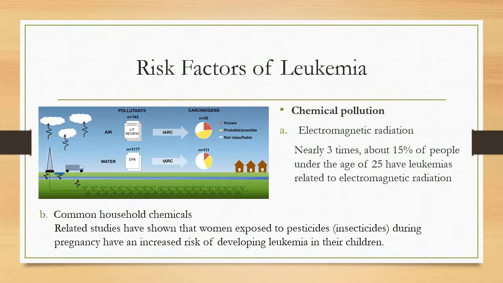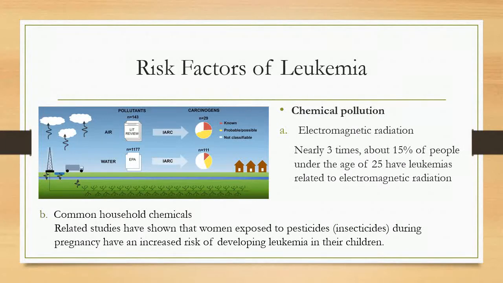Based on the above understanding of leukemia, I consulted the literature and found knowledge about the etiology of leukemia. In reading the literature, I discovered that the exact source of leukemia is unknown, but various studies have shown that leukemia may be closely related to environmental factors. So I will introduce the risk factors of leukemia in three aspects. The first factor is chemical pollution. Common chemical pollution includes electromagnetic radiation and common household chemicals.